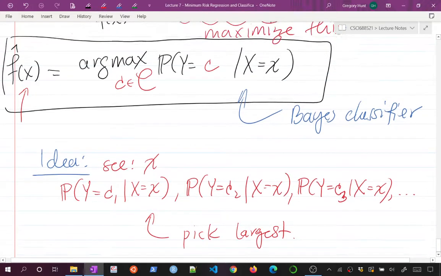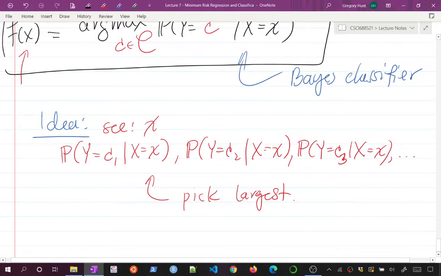But it makes a lot of sense, right? All you're doing is saying, I'm going to pick the class that has the highest probability.